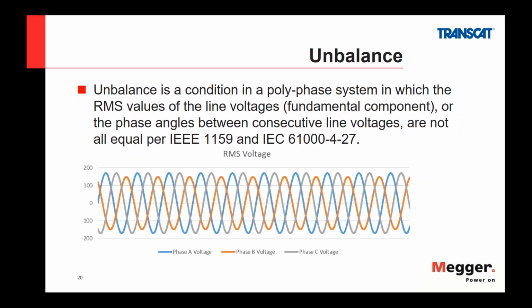Unbalance is another phenomenon we see in power quality, and that's the condition of a polyphase system in which the RMS values of the line voltages or the phase angles between consecutive line voltages are not equal. This can either be due to magnitude variations between phases or phase angle variations.